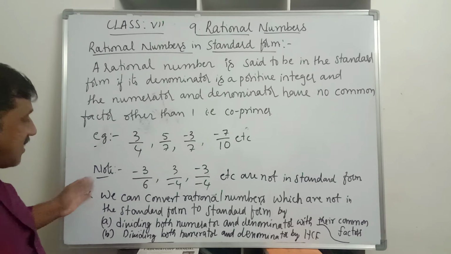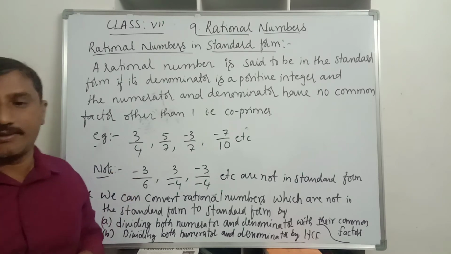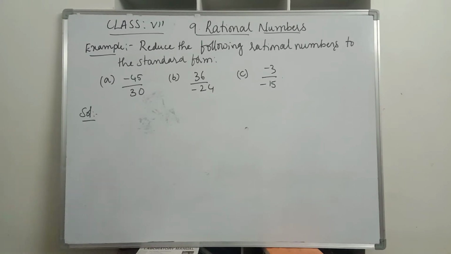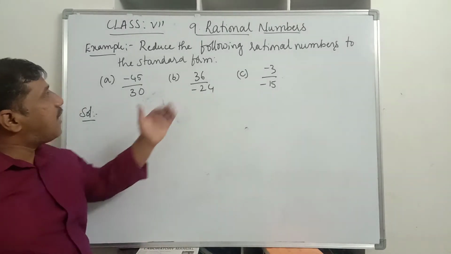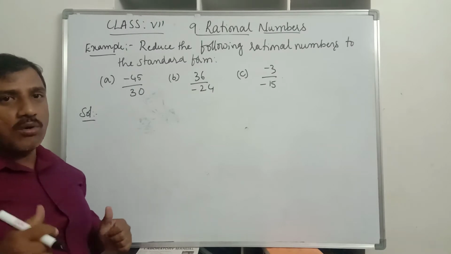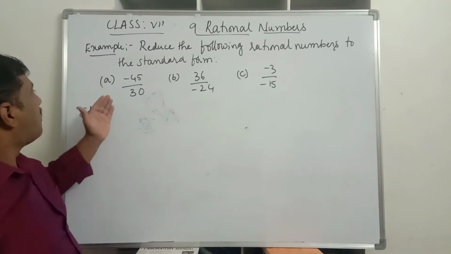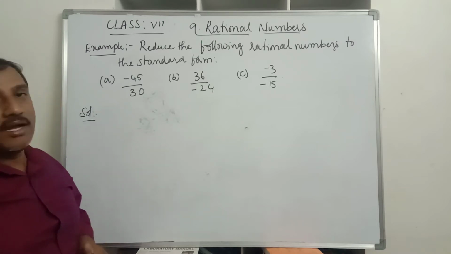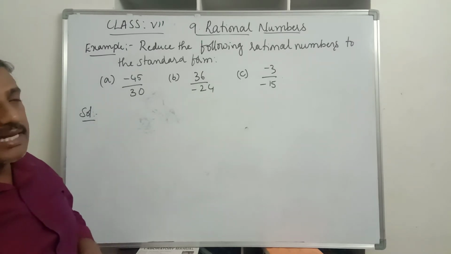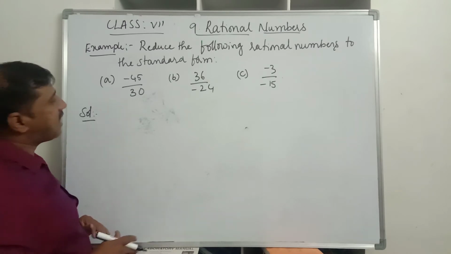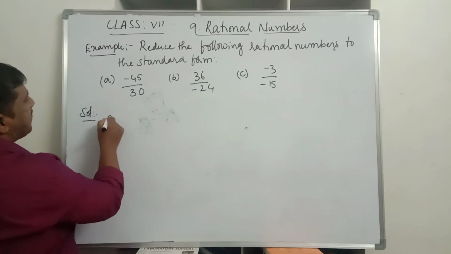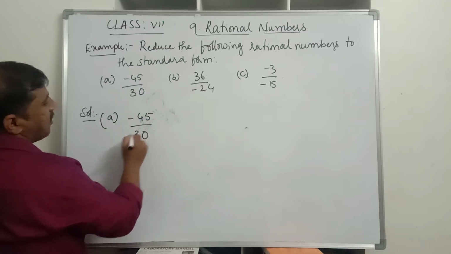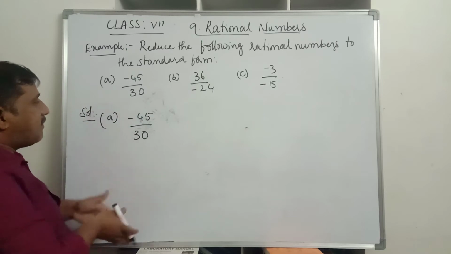Now we'll discuss these conversions with some examples. Now we'll discuss an example. Reduce the following rational numbers to the standard form. Minus 45 by 30, 36 divided by minus 24, minus 3 divided by minus 15. Now see here the first one. It is minus 45 divided by 30. So here you see both are multiples of 5.